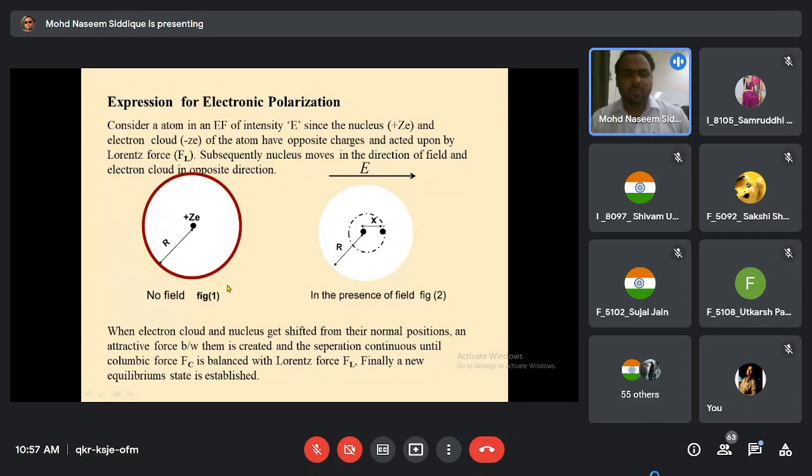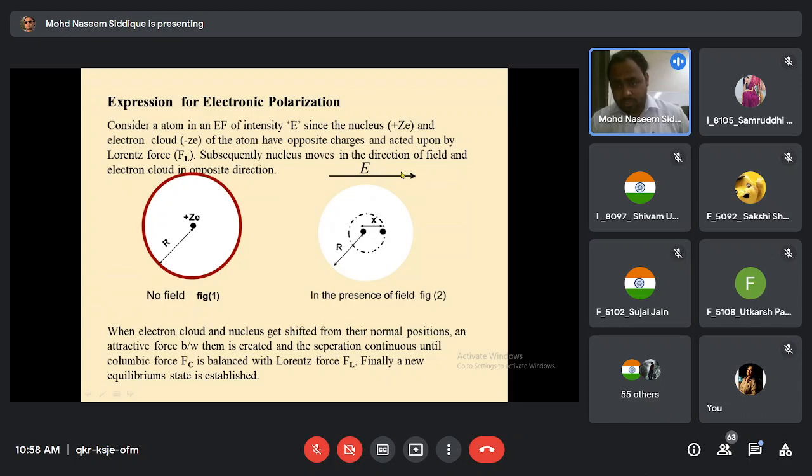As you can see here, before applying the electric field, the centers of the positive and negative charge coincide. But when we apply the external electric field, the positive nucleus will move in the direction of the electric field, hence separating by a small distance and creating that electric dipole.